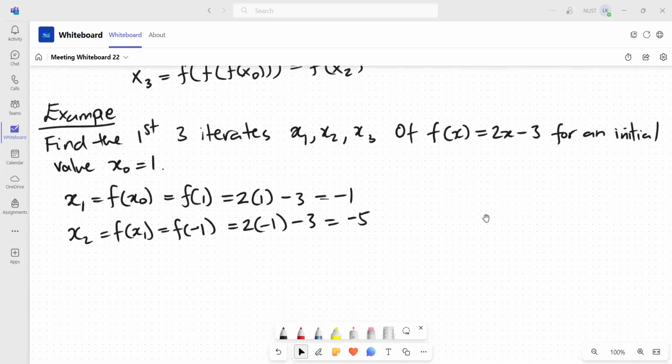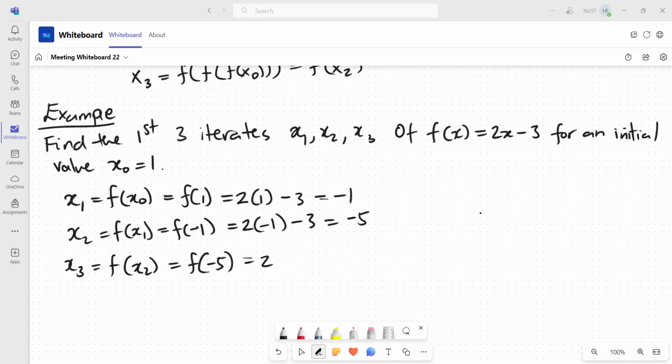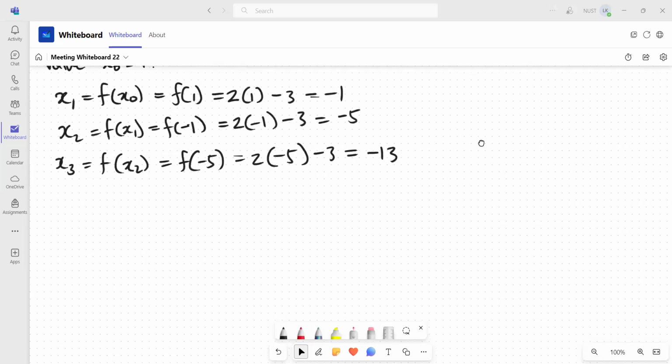And then the last iterate, we have x3. This is f of x2. So x2 is minus 5. So this is 2 times minus 5 minus 3, and this gives us minus 10 minus 3, which is minus 13. And you can see that with this function, we can go on forever.